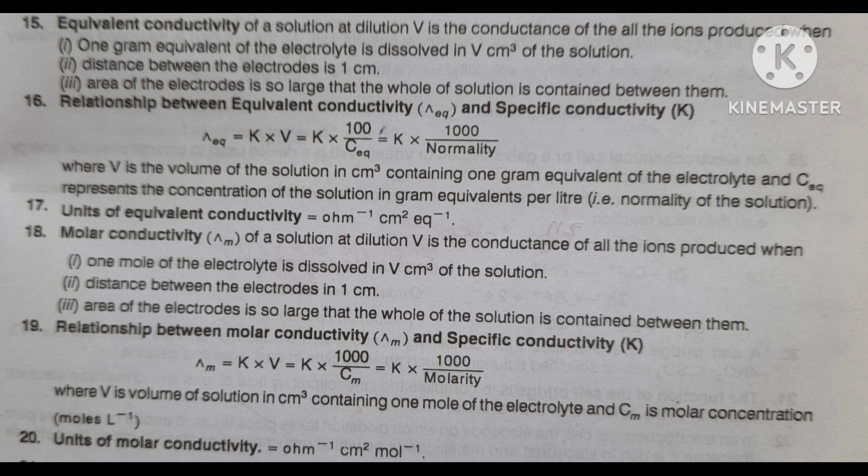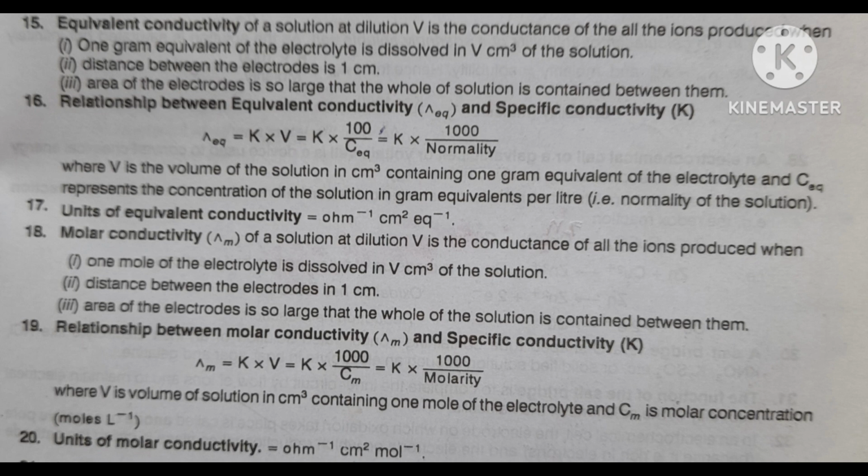Suppose in 1 liter, if 1 gram equivalent is present, then the solution is 1 N. If 2 gram equivalent weight is present, then 2 N. If 3 gram equivalents are present, then 3 N. Example, NaOH, its equivalent mass is 40. NaOH is 23 plus 16 plus 1, 40. Means 40 gram means 1 equivalent. If 40 gram is present in 1 liter, then it is a 1 N solution. If 80 gram, then 2 N. If 120 gram, 3 N.